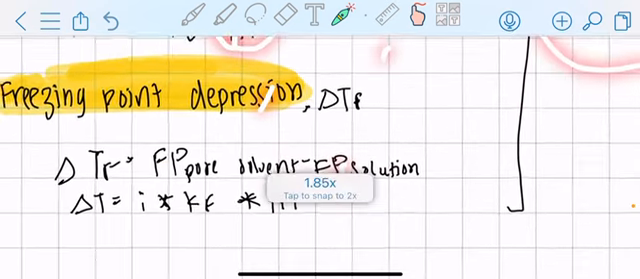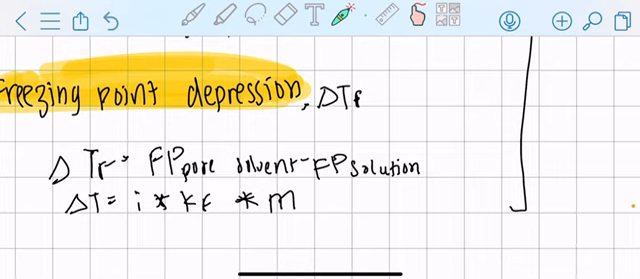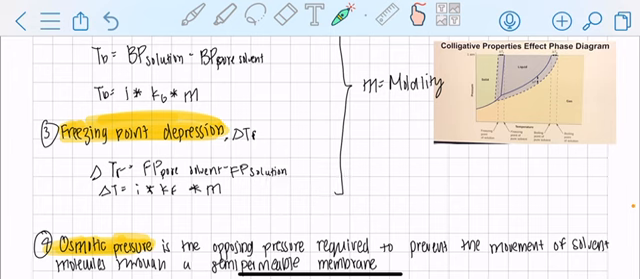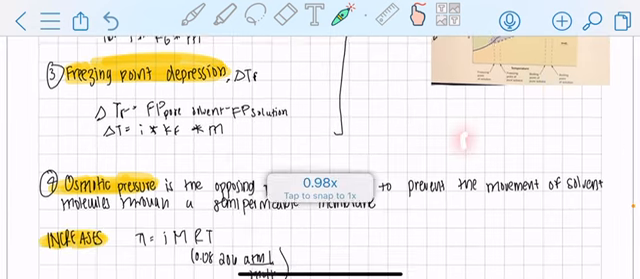For freezing point, again, we get the change of temperature by getting the pure solvent minus the solution. This is because the freezing point decreases, making it more resistant to changes. And i is the Van 't Hoff factor. Kf is, again, not something we can determine, but is given to us, and m is the molality. When we multiply those things together, we can get the change in temperature.